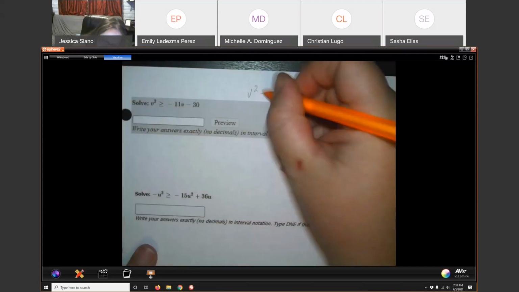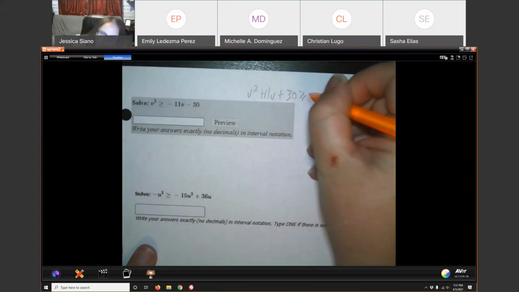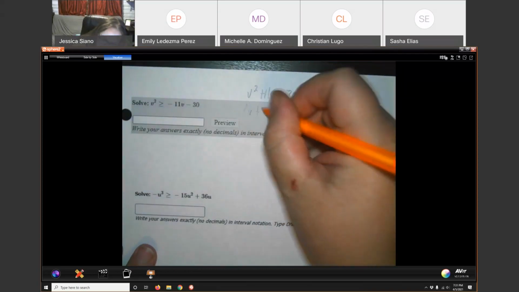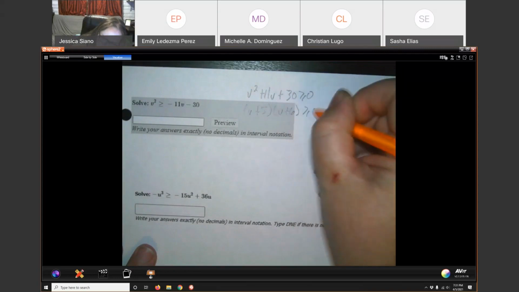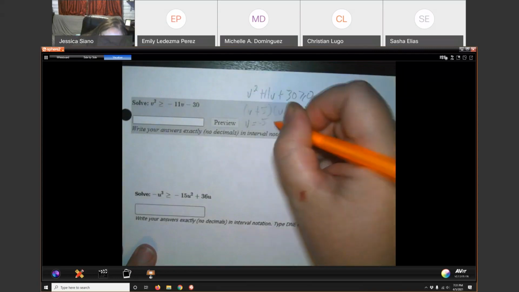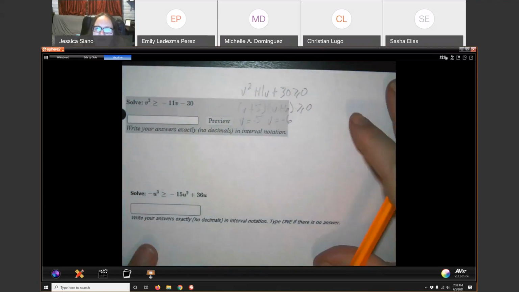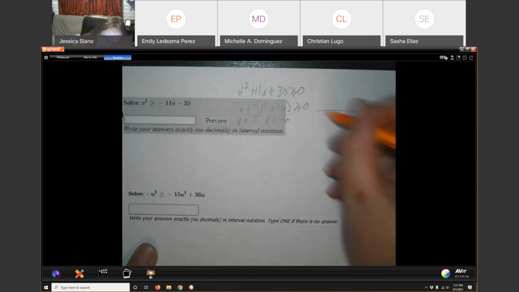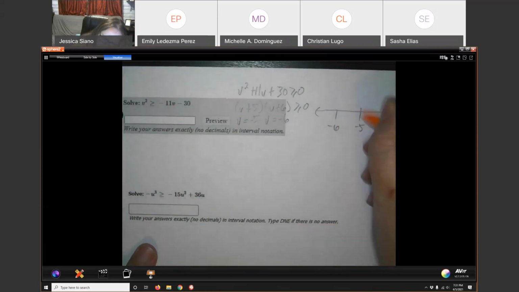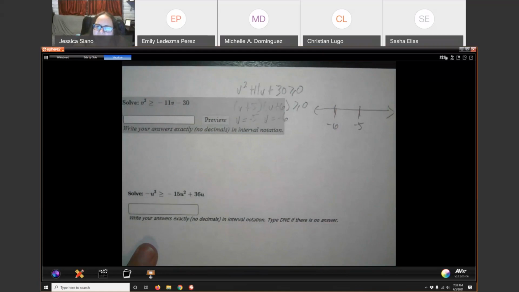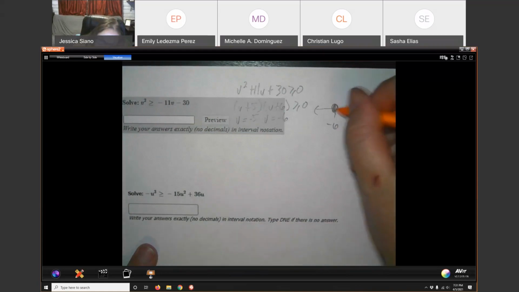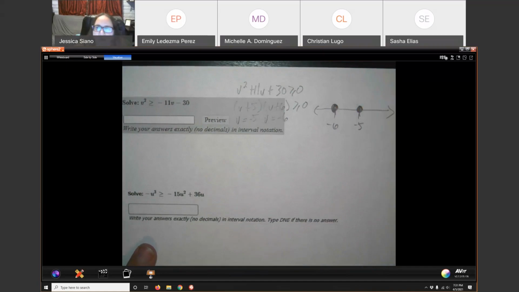Okay. So if they give you standard form, then just factor. So here I'm going to get everything on one side, v squared plus 11v plus 30, and make that (v plus 5)(v plus 6). So v equals -5 or v equals -6. This does have the or equal to, so I'm going to do a closed dot. And I'm looking for greater than or equal to 0.